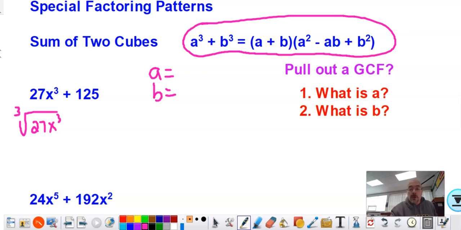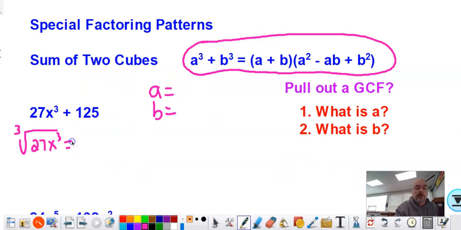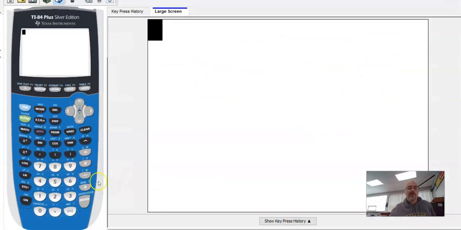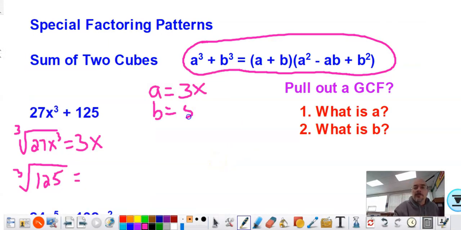Well, we did the cubic root of 27 on this other page. See right there, the cubic root of 27 is 3. And then the cubic root of x cubed is x. So the A part is 3x. Now we can do the cubic root of 125. Think about this. I bet it's 5. 5 to the third power is 125, so the cubic root of 125 is 5. Now that I know my A value and my B value, I can plug those in.